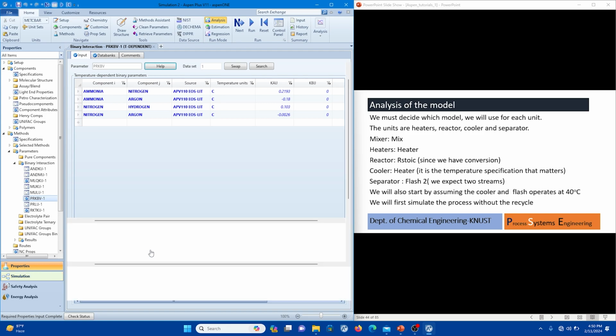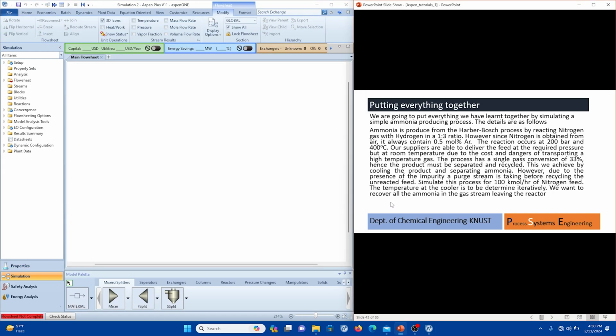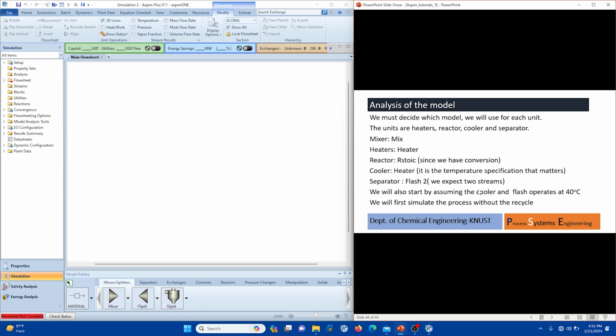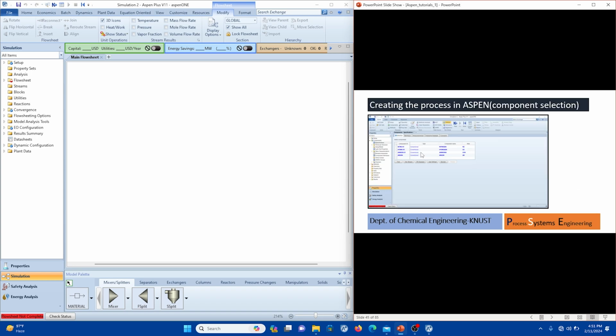Then quickly, the simulation environment. So let's look at the blocks we would need for this. We have a reaction, so we need a reactor. We have some heating required, so we need a heater. We have to cool somewhere here. We need a cooler and then a separator. And since we'll be doing some recycling, we'll need splitters and mixers. Right. So that's a summary of all the equipment required to solve this problem.